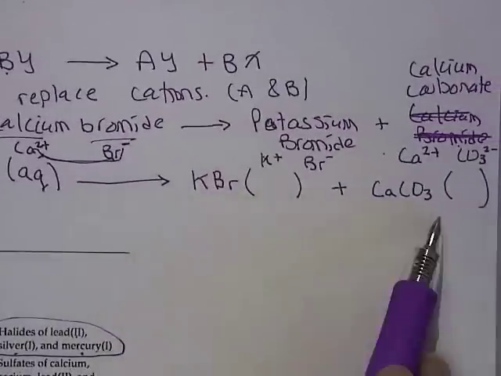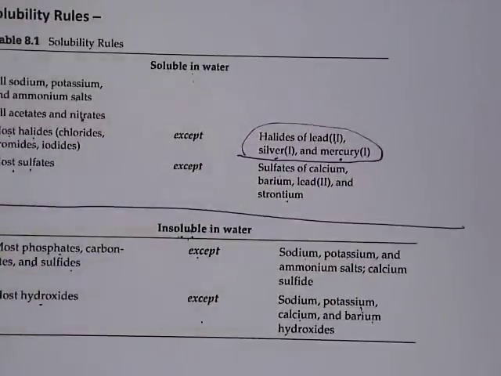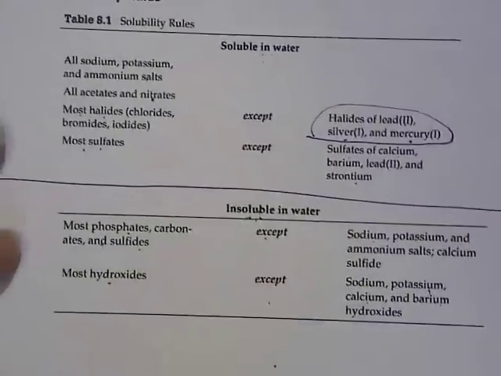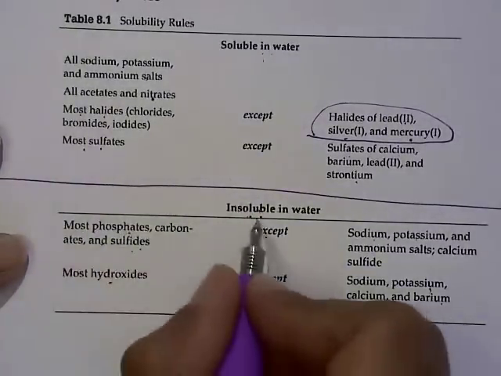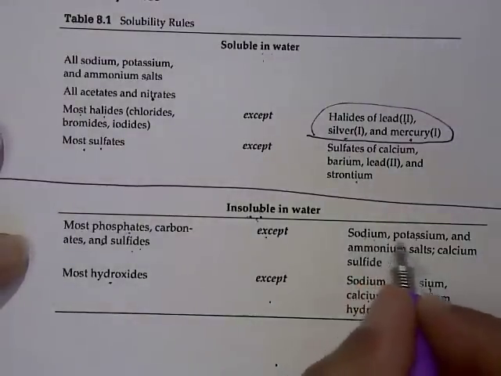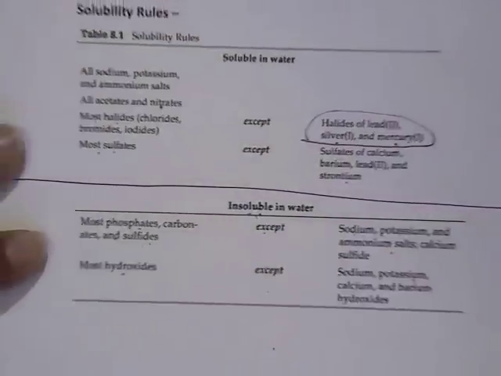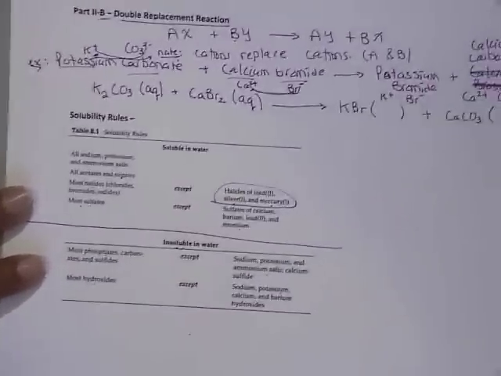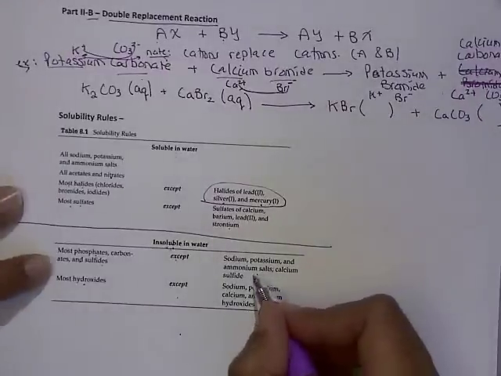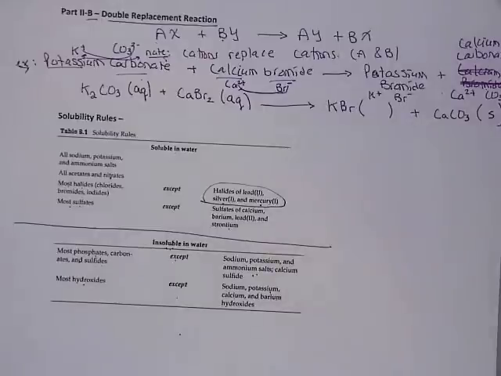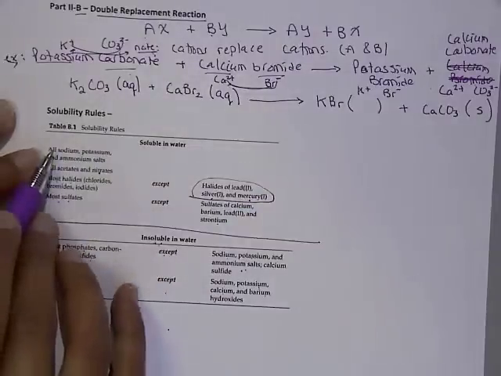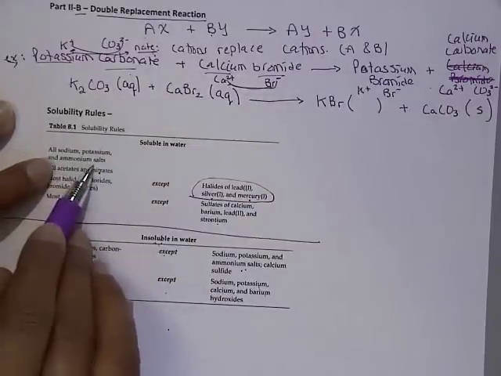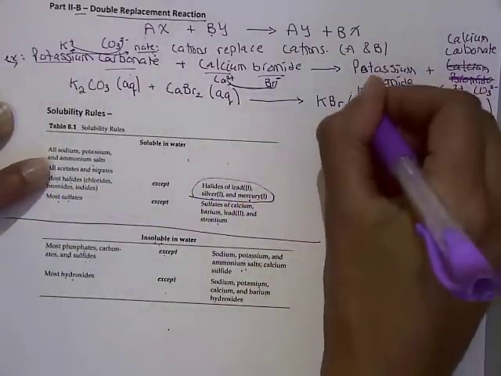So given this table, we can now determine what the phases are of these. Our solubility rules chart says that most phosphates, carbonates, and sulfides are insoluble in water except if you have one of these. Calcium carbonate is not an exception, so calcium carbonate is a solid. For KBr, we say all sodium, potassium, and ammonium salts are soluble in water. There are no exceptions, so KBr is aqueous.